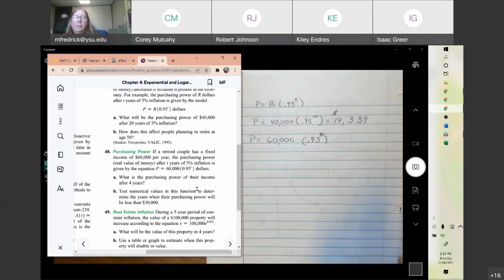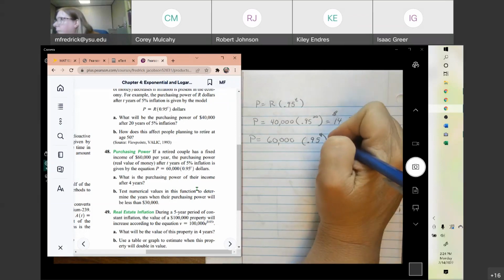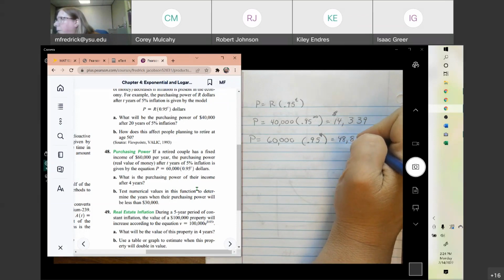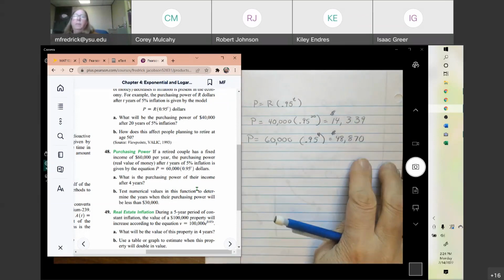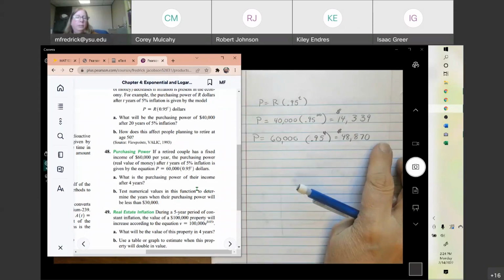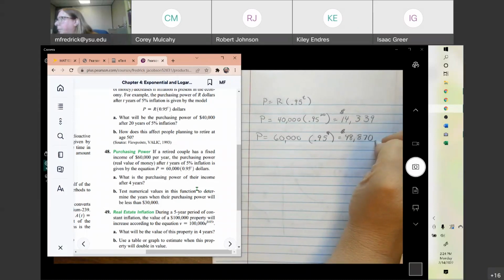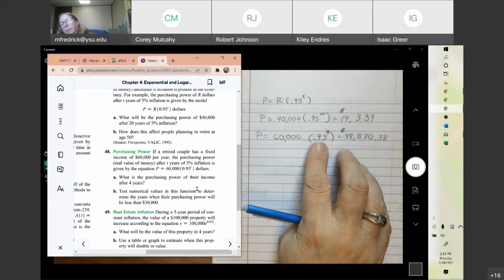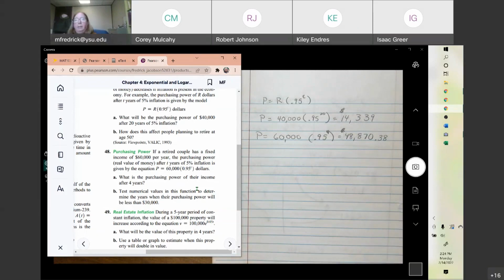You're getting 48,870. Now be careful, my lab might want the change, like this was 38 cents. So there's $60,000. In 4 years, they can only buy $48,800 worth of stuff, because everything, well, not everything, but most things have gone up by 5%. Any questions on that?